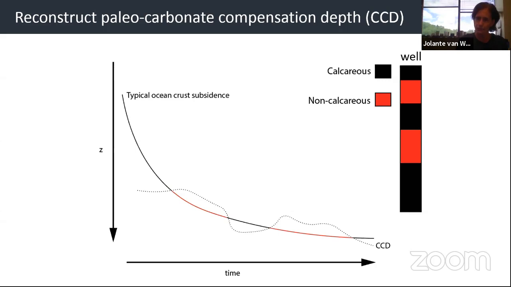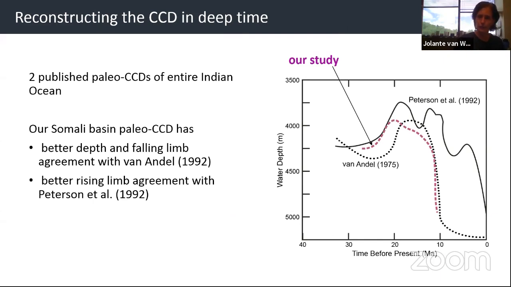So to correct for this effect, we had to calculate the paleo CCD of our study area, so the Western Indian Ocean or the Somali Basin. Previously, the paleo CCD of the entire Indian Ocean had been calculated in 2 studies, one by Van Andel in 1975 and one by Peterson in 1992. We found that since the Indian Ocean is so large, the chemistry of the Somali Basin or the Western Indian Ocean may not be representative of that entire Indian Ocean. So we decided to calculate our own paleo CCD that you can see here in this purple line.